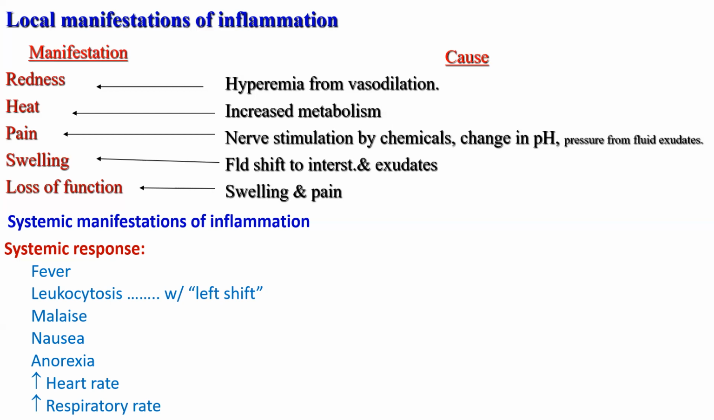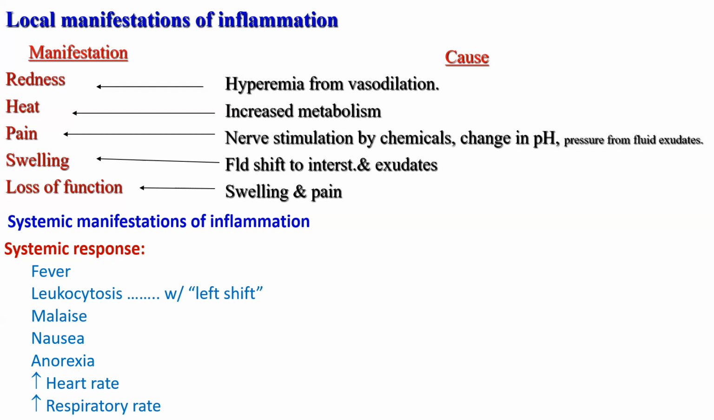The local manifestations, signs and symptoms of inflammation include redness, heat, pain, swelling, loss of function. I have also included in the slide the cause for each of these manifestations, like the reason the site of inflammation becomes red, and that's because of hyperemia from the vasodilatation, which has resulted from the chemotactic factors like histamine and other chemical mediators.